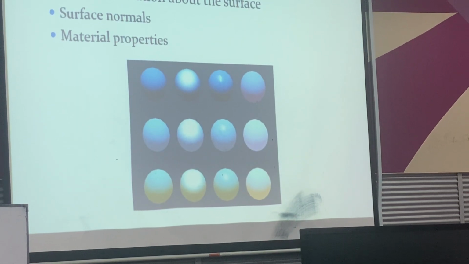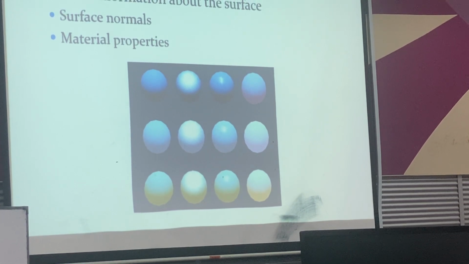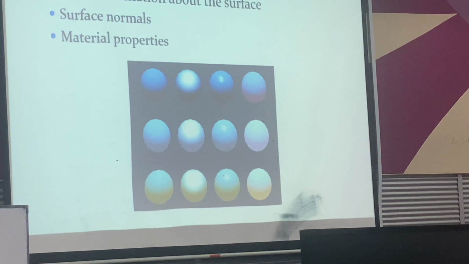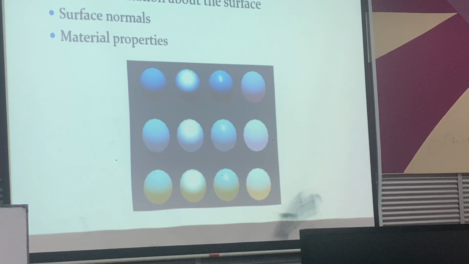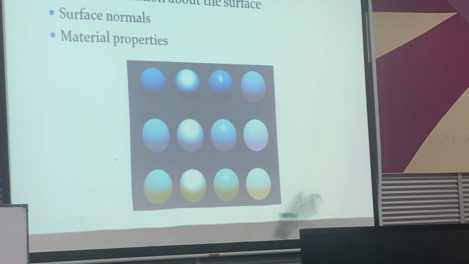Next is to provide the information about the surface. You can see this sphere with different surfaces, how it reflects the light source. So different appearance with different material properties. When we have material properties, then next is the surface normal. If you use flat shading, your surface normal will be identical, so it will attach to the first vertex.